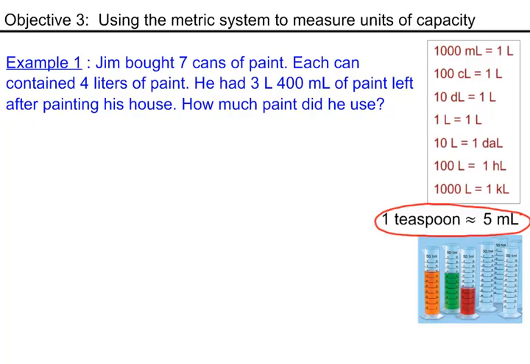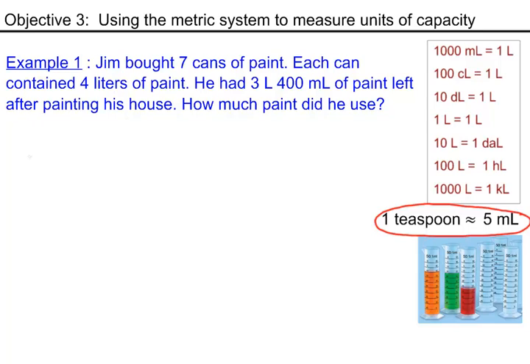Alright, so I got a teacher solution question for this one. Jim bought 7 cans of paint. Each can contained 4 liters of paint. He had 3 liters, 400 milliliters of paint left after painting his house. How much paint did he use?